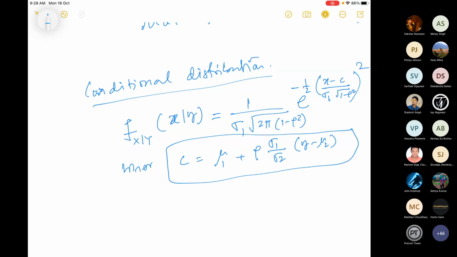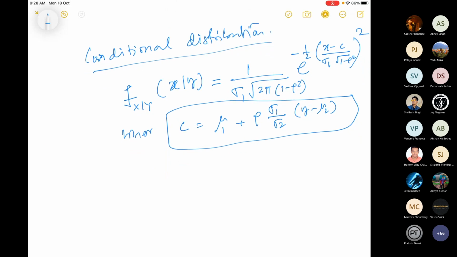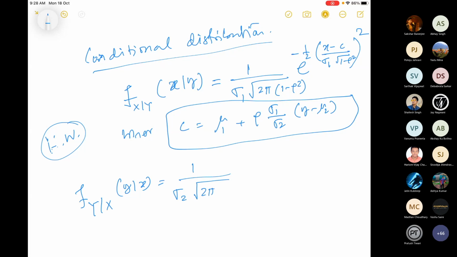I talked about this in the last class. This is just a homework to make a connection with whatever I talked about in the last class. So this is f of x given y. Then you can say f of y given x. Y given x, this is 1 by sigma 2. These are just the formulas. I have to write it down because this is a part of the syllabus. That's why I'm writing it down.